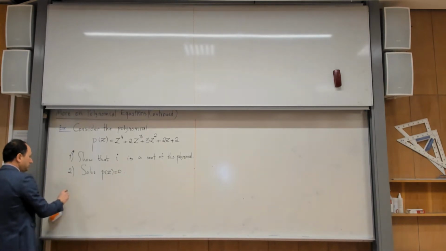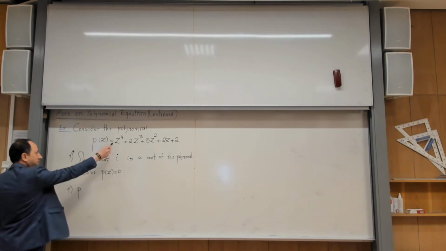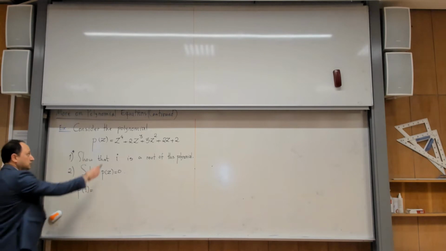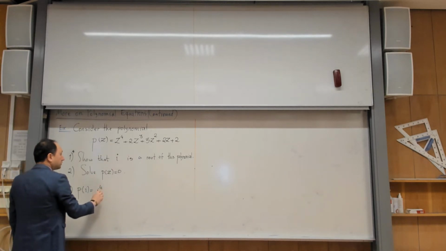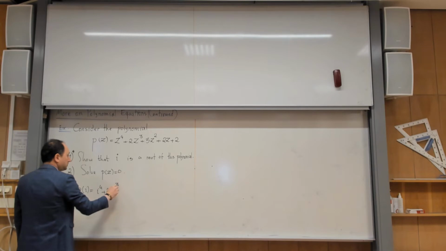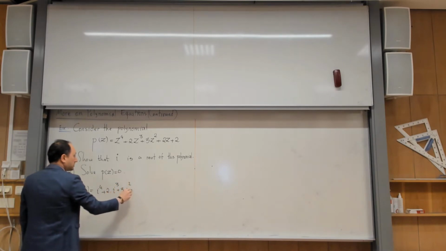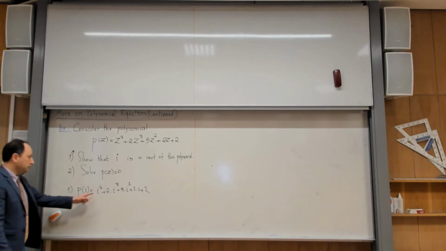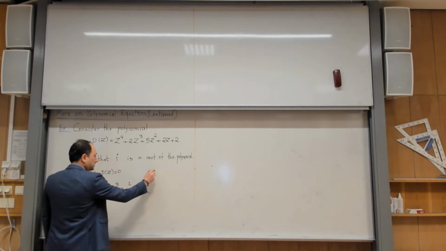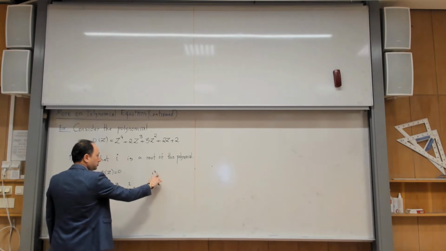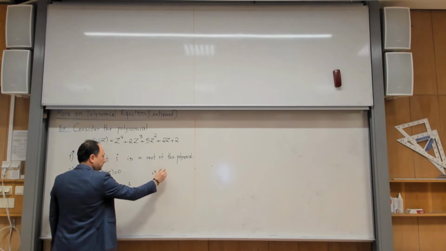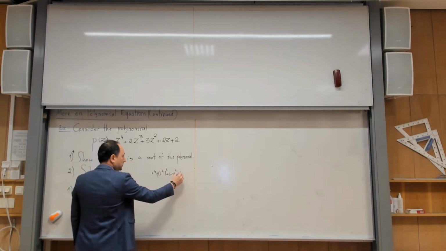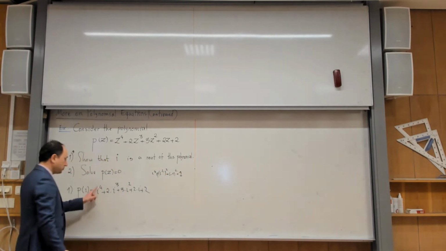So what I have to do, number one, is replace z with i to see if the answer is indeed 0. So I put i here, so this becomes i to the power 4 plus 2i to the power 3 plus 3i to the power 2 plus 2 times i plus 2. And let us simplify this. I to the power 4, what is i to the power 4? I to the power 4 means i to the power 2 to the power of 2 again. But i to the power 2 is negative 1, so negative 1 to the power 2 is simply 1. So i to the power 4 is 1.